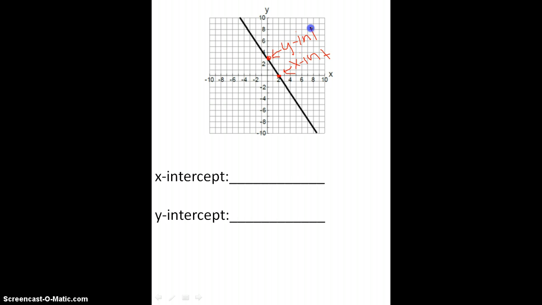Now, they have to be points. So remember, for the x-intercept, y is always equal to 0. And for the y-intercept, x is always equal to 0. Okay? So the point for the x-intercept, it's on 2, and then y is 0, so it's 2, 0. And the point for the y-intercept, it's on the 3 on the y-axis, and x is 0, so it's 0, 3.